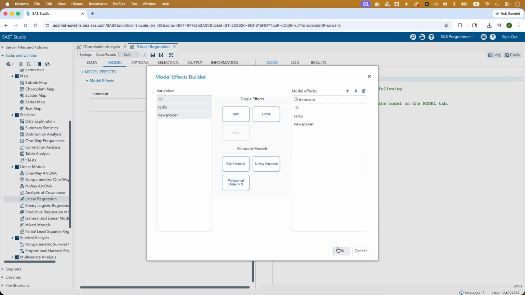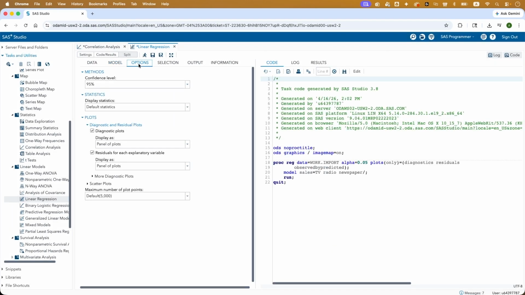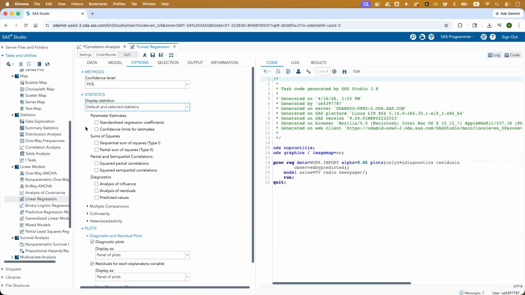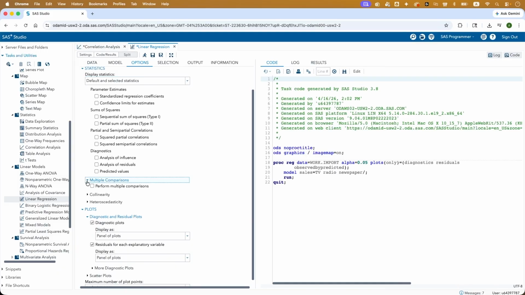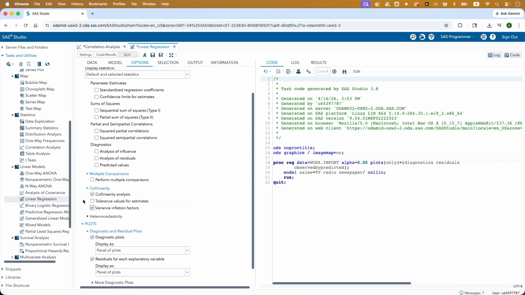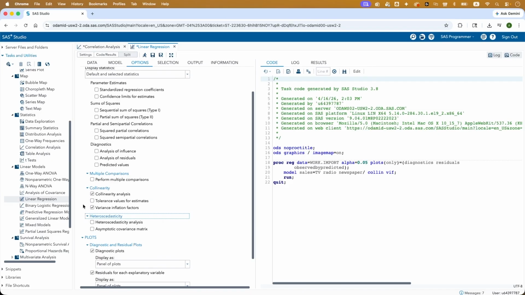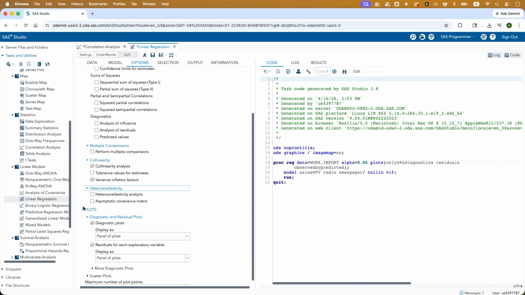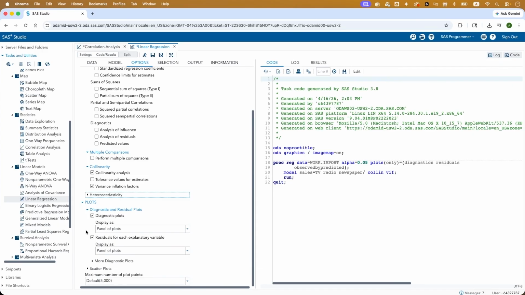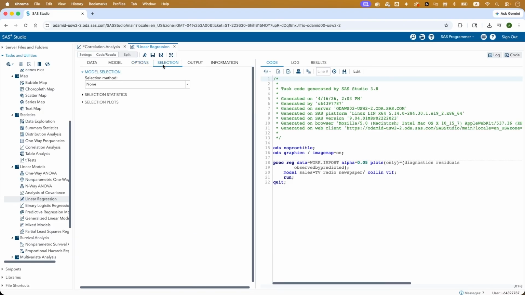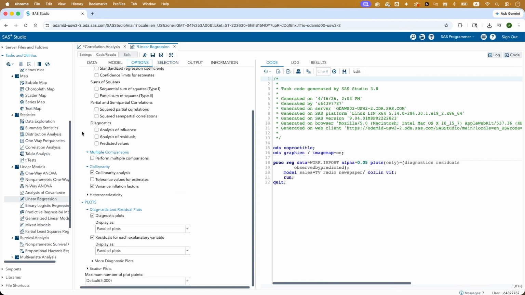Then I'm going to go to options. The confidence interval, I'm going to keep at 95%. Look at this. I'm going to look at the collinearity analysis, VIF, heteroscedasticity. We have the diagnostics already, so I'm going to keep this. Panel of plots, residual versus each explanatory variable. Look at what we have then. In the selection method, I'm going to leave this right now. I'm going to get back to this later. But now let me run and see what I get.